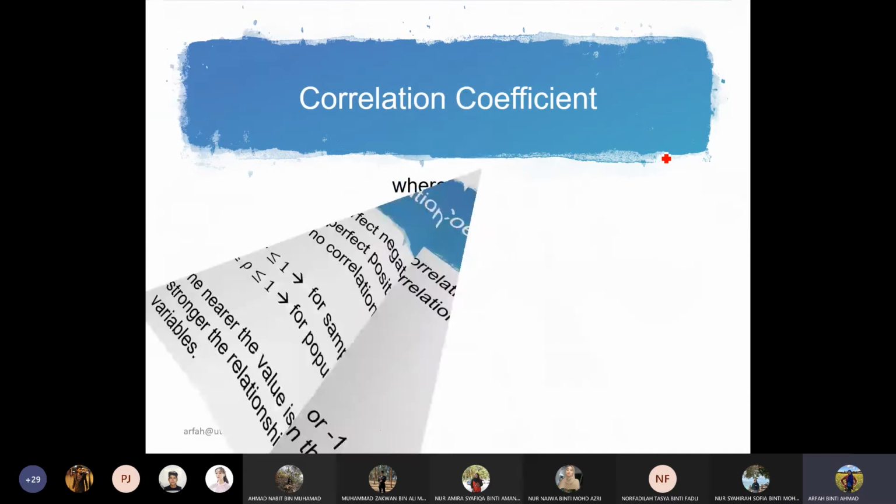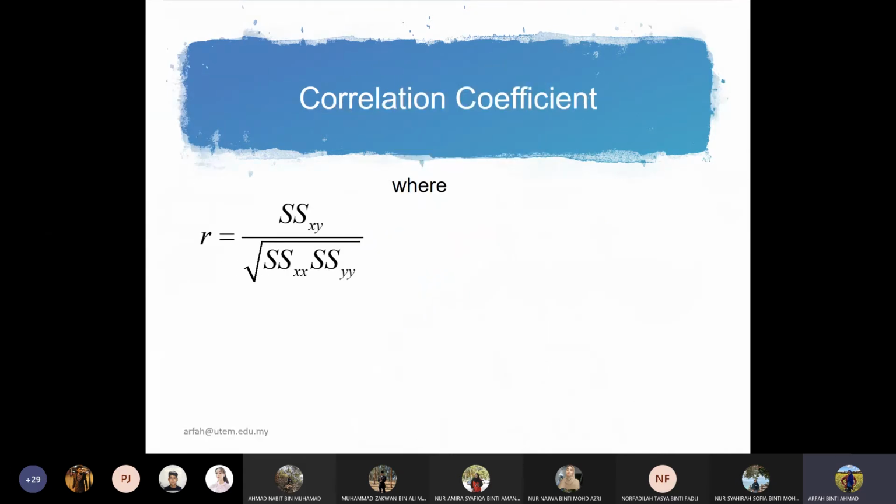So kita tengok the next one. Ini macam mana nak kira correlation coefficient. R akan sama dengan sum of squared xy bahagi sum squared for x multiply with sum squared of y, taking the square root. So apakah SSXY?